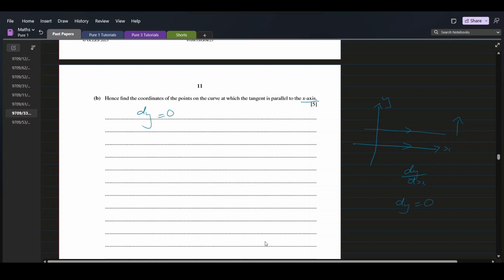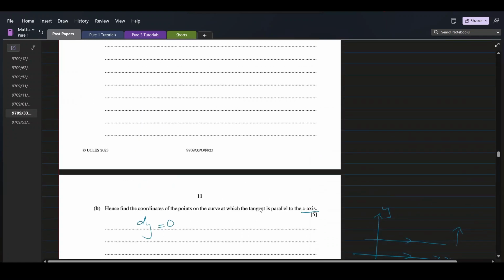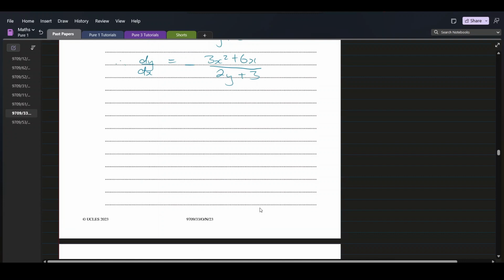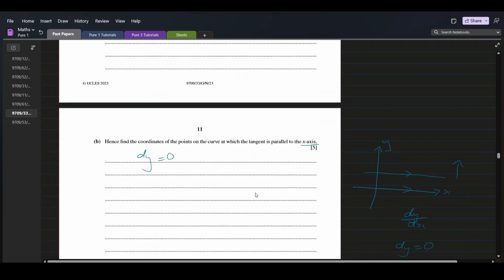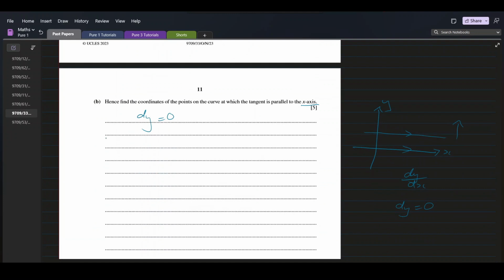We've evaluated dy dx in part A, and we know that dy dx is equal to negative 3x squared plus 6x over 2y plus 3. So we can equate the dy part to the top part of our fraction on the right hand side. So it means that dy is equal to 0, so 3x squared plus 6x is equal to 0.